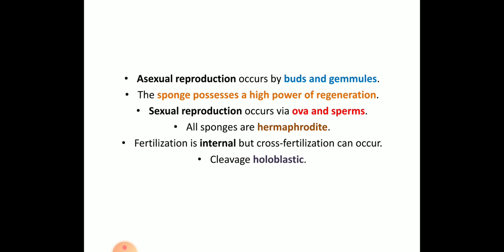The sponges possess a higher power of regeneration. If you cut the tip of the sponge, it will not die. It has a tendency to regenerate, like a tapeworm or planaria you have studied in your lower classes. Next, sexual reproduction occurs by production of ova and sperms, and all sponges are hermaphrodite. It means both sexes, male and female, are present within the same body. Fertilization is internal, but cross fertilization can occur, and cleavage will be holoblastic.